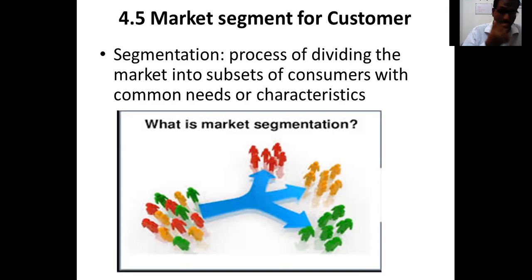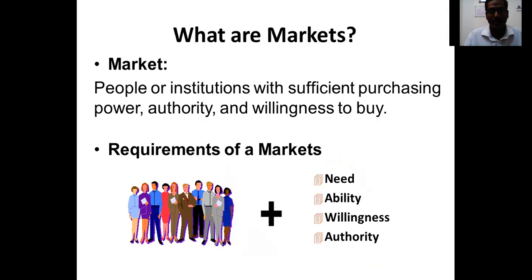These common needs or characteristics we will see in today's class. A market, as you know, is people or institutions with sufficient purchasing power, authority, and willingness to buy. So a market comprises these three characteristics. One, it should be people, that's our customers, who should have sufficient purchasing power. If they don't have the money, then they cannot buy our product, even though they are willing. Then they should have authority.